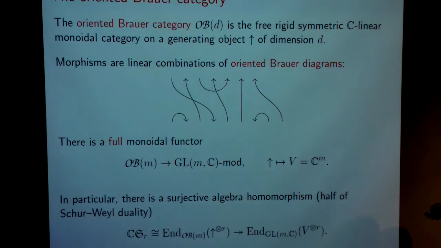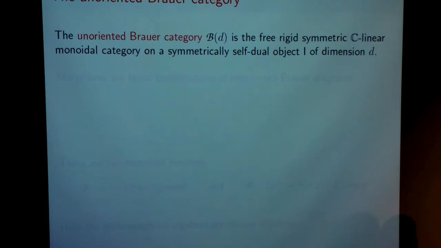In particular, if you look at just the r-fold tensor power of this generating object, so on the GL_m-mod side, that's the r-fold tensor power of this natural module. Then if you think about strands where all the strands are oriented up, you can't have any cups and caps, you've just got crossings, and this endomorphism algebra is the group algebra of the symmetric group. This surjects onto this endomorphism space, and that's half of Schur-Weyl duality. Okay, so you see that sitting inside this bigger picture.